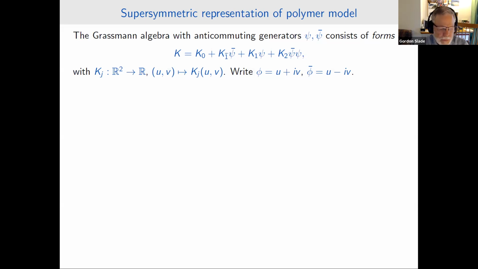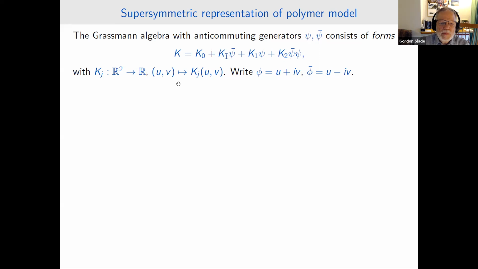The way that we proved that theorem about the integral representation of the observables in terms of the effective potential is via a supersymmetric representation of the polymer model that I want to try to describe here. First I want to introduce a Grassmann algebra. It's a very simple one with just two anti-commuting generators, which I call psi and psi bar. Elements of this Grassmann algebra, I'll call them forms, are written k, and it's a linear combination of these generators. So you can have no generators, either one of the generators, or the product of the two generators. Higher multiples will give 0 because these generators are anti-commuting.